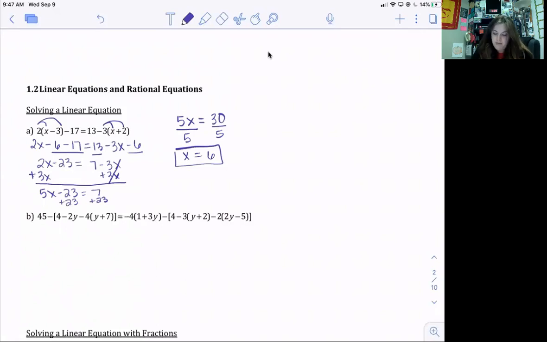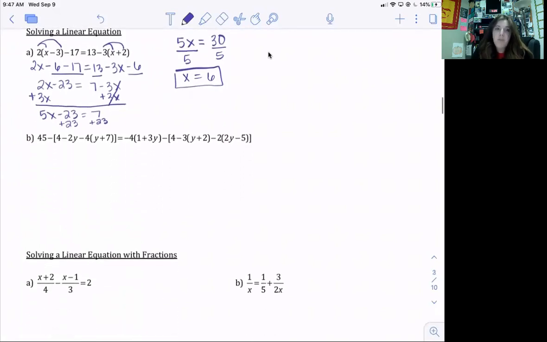Okay, looking at B. Here we have a lot more parentheses and brackets. Remember, brackets are the same thing as parentheses, so we're just distributing. And the key thing here is we always want to work inside out. So we have 45 minus the quantity of 4 minus 2y minus 4 times the quantity y plus 7 equals negative 4 times the quantity 1 plus 3y minus the quantity of 4 minus 3 times the quantity y plus 2 minus 2 times the quantity 2y minus 5.